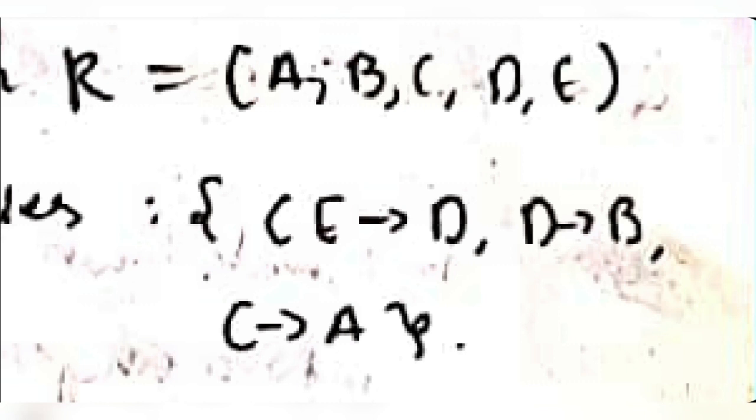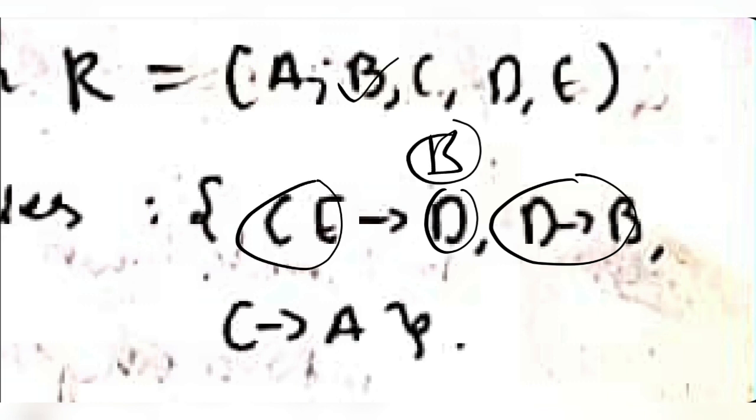Which is C and E. But how can we prove it? One thing we can do. CE determines D. So D is done. D can be found out. What about B? D tends to B, so I can replace this with B also. So C determines B. B is also done. Also C will determine C itself. C will determine E also. E will determine E itself. Okay. So E and C is also done.